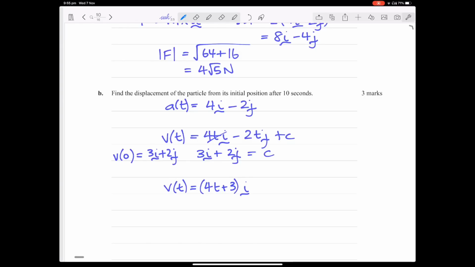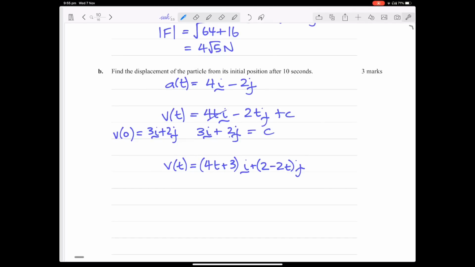Don't forget to put a bracket around it. And then I've got 2 minus 2t j. Now we need to find x of t. So x of t is 2t squared plus 3t i plus 2t minus t squared j plus d.